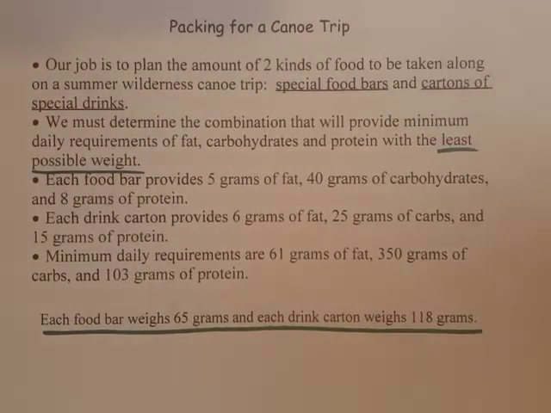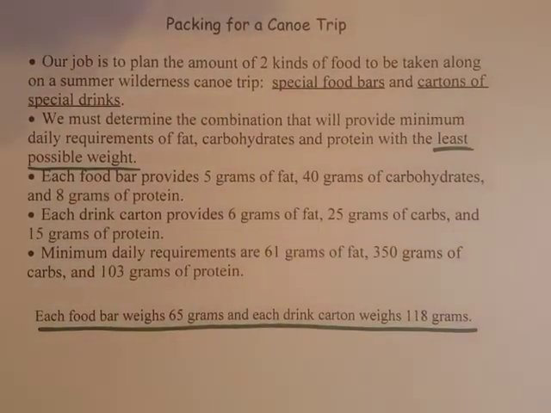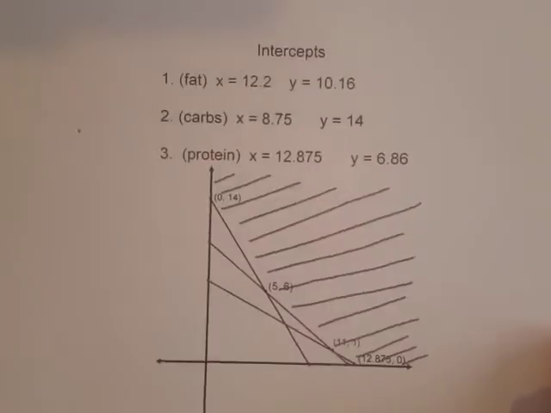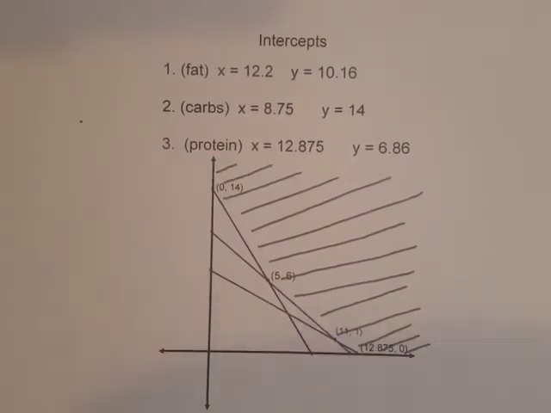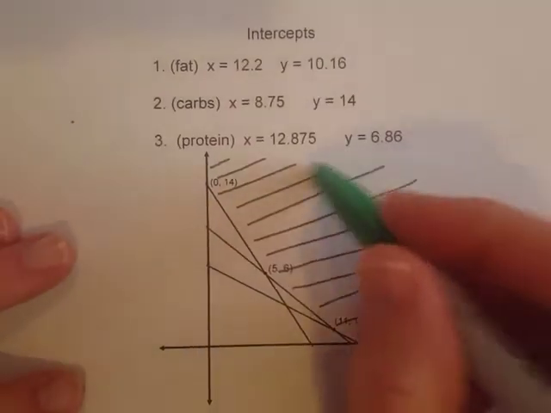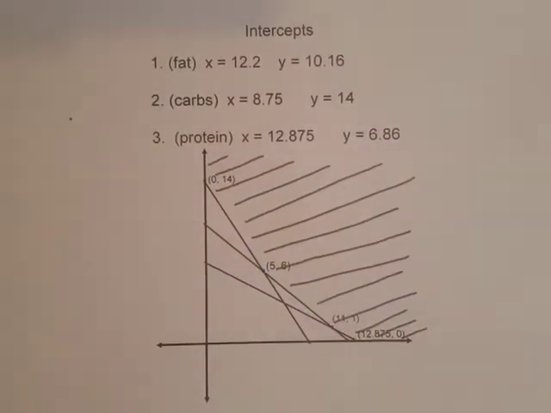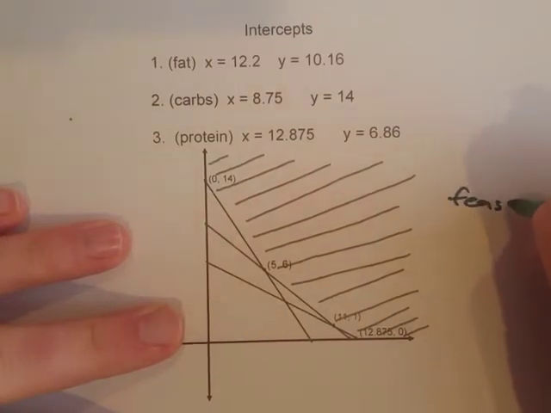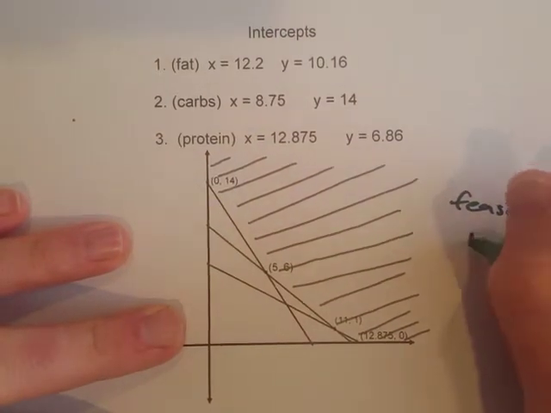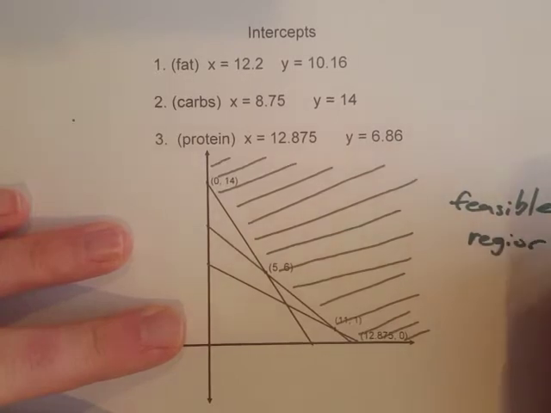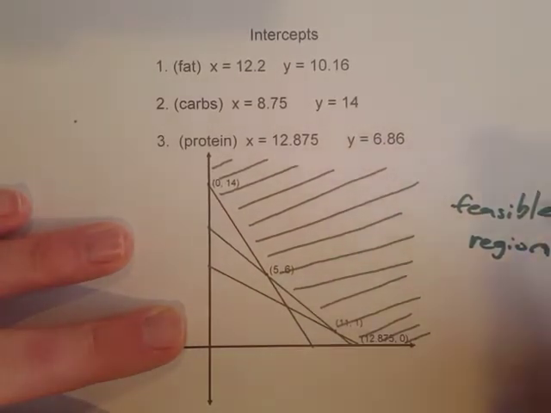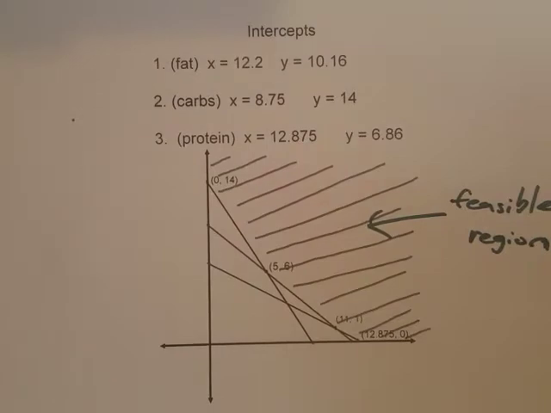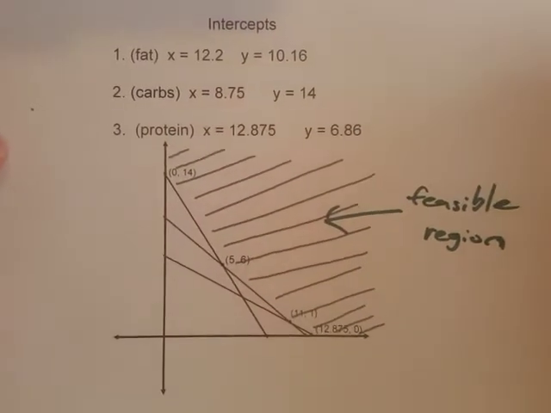If you'll remember from yesterday, we graphed the inequalities, and we found for fat, carbs, and protein that we have this region as our possible values. Now we call this our feasible region. I don't know if I mentioned that yesterday. Any possible solution to this problem is going to come from that region.